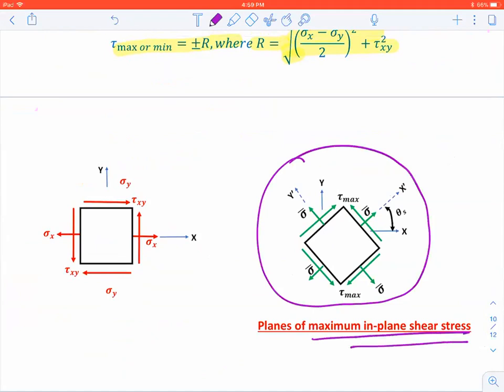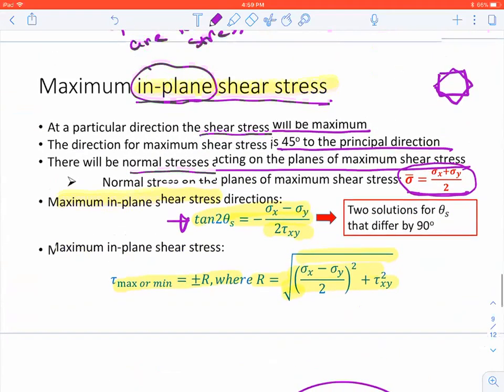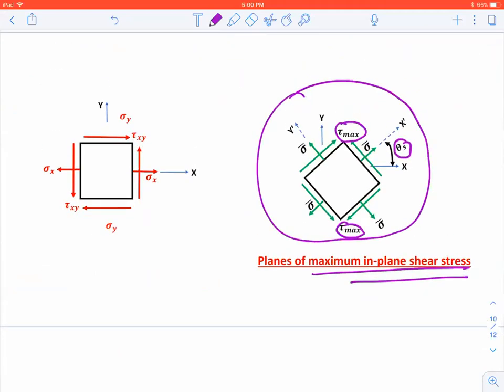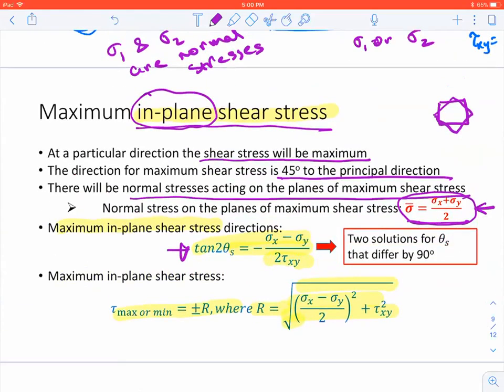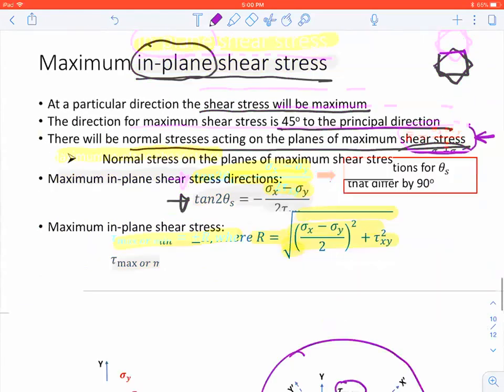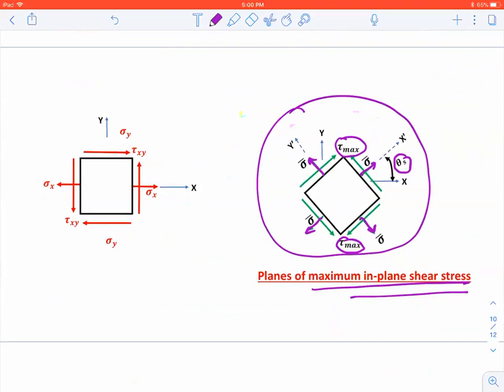Okay, see, you have tau max, shear stress is maximum. The angle between x and x prime is designated as theta s. You're going to use this equation to get your theta s. And obviously, you do have normal stresses acting there. And the normal stresses are sigma bar. Sigma bar is nothing but the average of the two normal stresses. Okay, so this is how the stress element will look like for maximum in-plane shear stress.